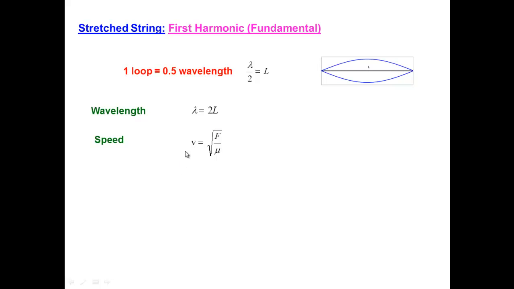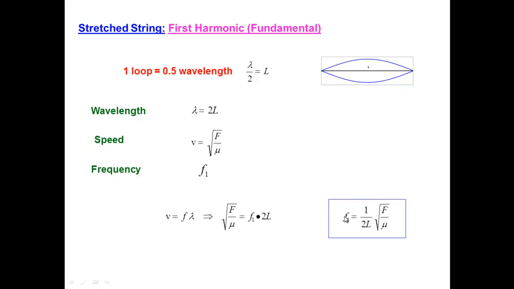So frequency times wavelength is speed. Frequency, therefore, is speed divided by wavelength. And this first frequency, called the first harmonic frequency, for the simplest pattern that we can have, we'll label F1. So since v is f lambda, then v equals F1 times the wavelength of 2L. Solving for F1, we get 1 over 2L square root of F over mu.